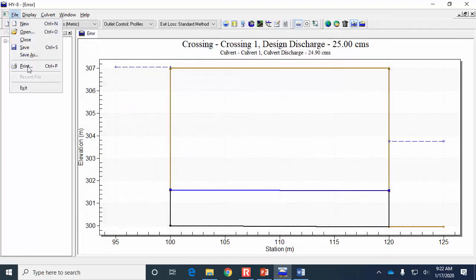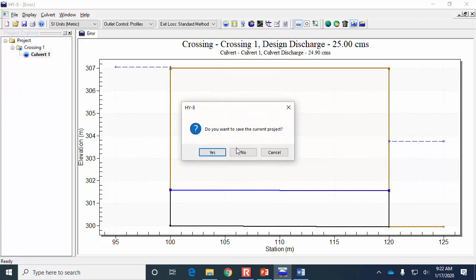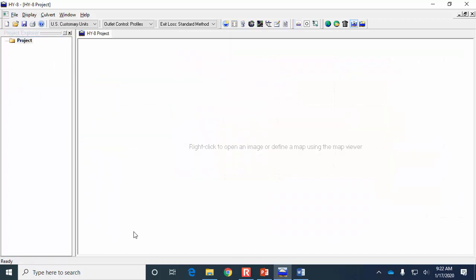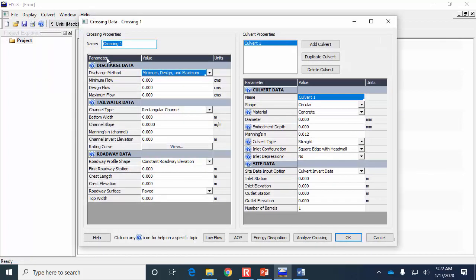All right, so close this one. We don't want to save it, and we're going to do a new crossing. This again is also SI unit, so once again we have to specify SI, and then culvert, new culvert crossing.